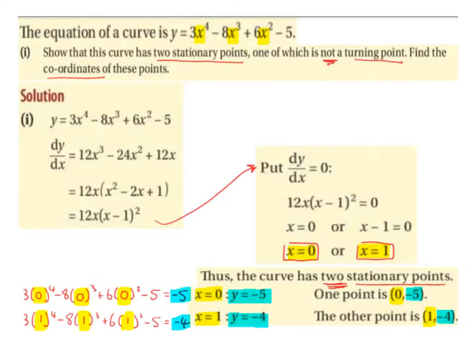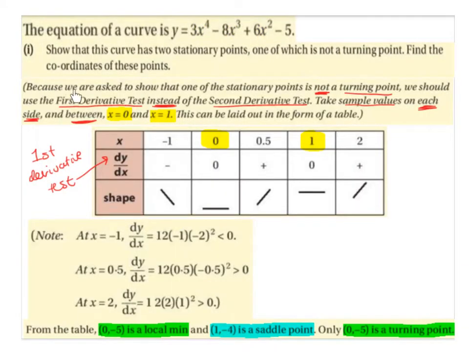So we've shown that the curve has two stationary points. Now we need to show that one of them is not a turning point. So because we are asked to show that one of the stationary points is not a turning point, we should use the first derivative test instead of the second derivative test.